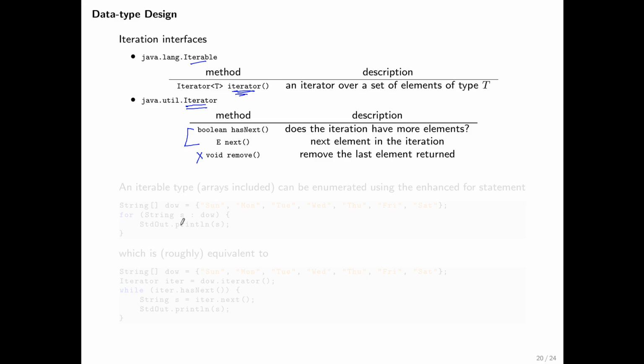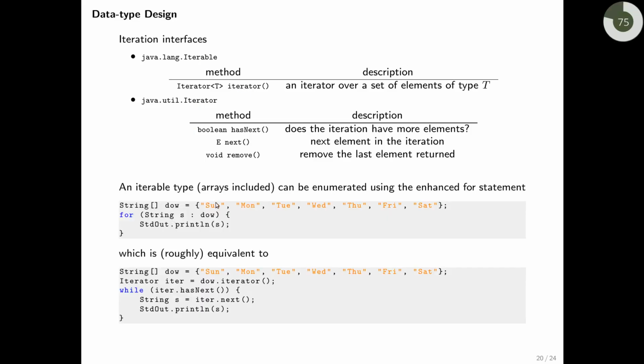So we're going to look at an example of this in a bit, but before that, just keep in mind that if you have an iterable type, which includes arrays, then you can iterate over its values, or enumerate over its values, using what is called the enhanced for statement, which is also called the for each statement. All right. So let me give you an example.